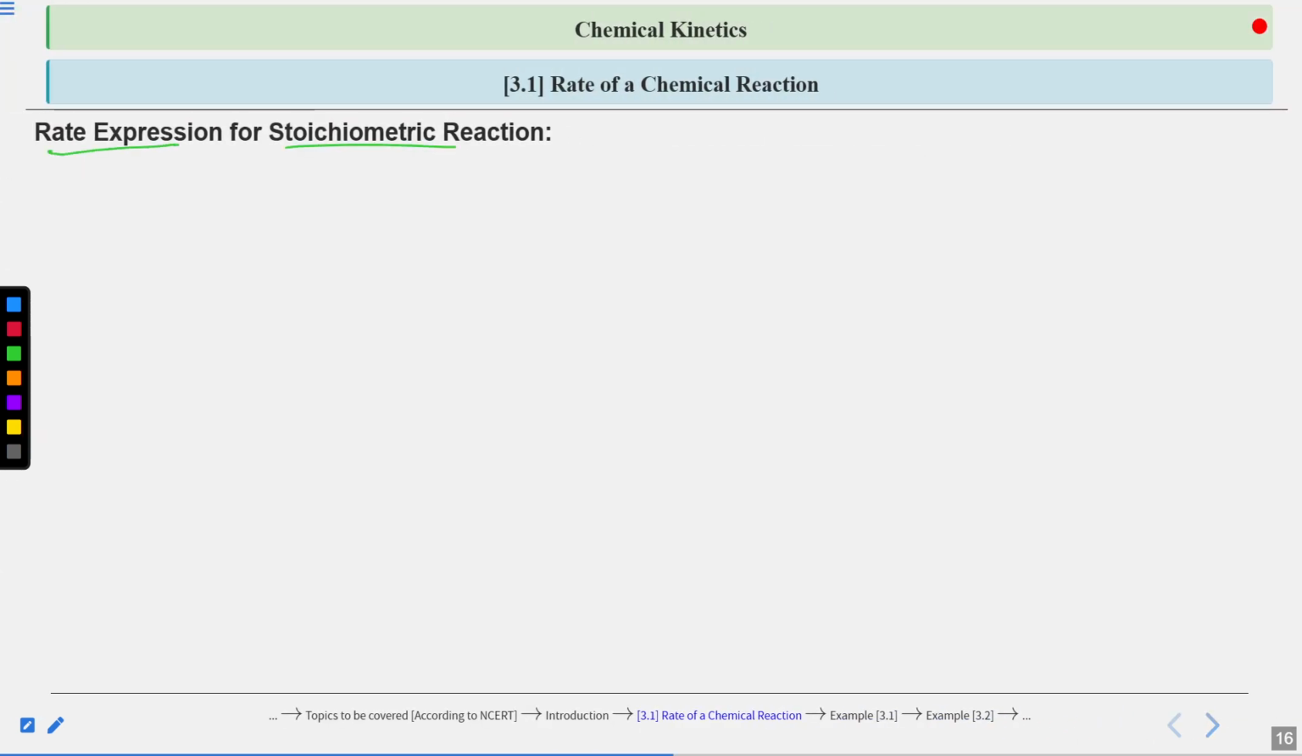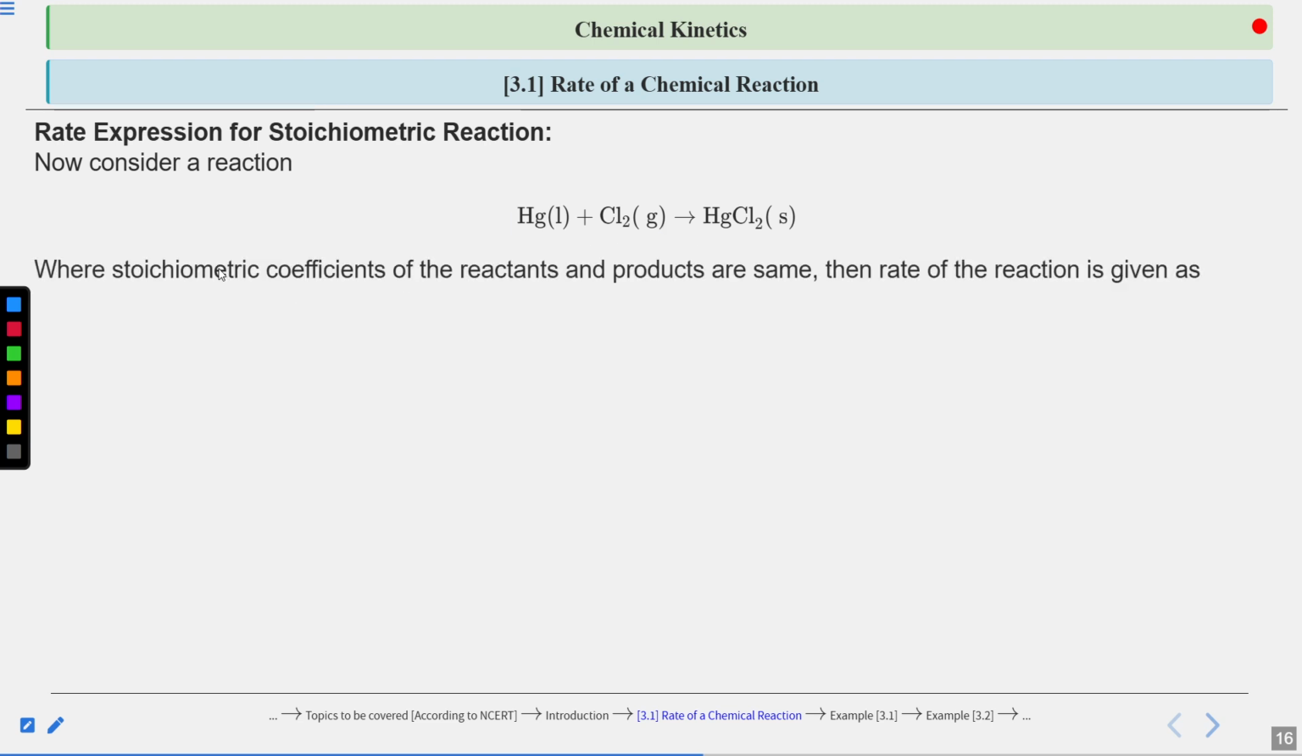Now the rate expression for the stoichiometric reactions. Let's consider a reaction which is mercury Hg plus Cl2 chlorine will form HgCl2, that is mercury chloride, where the stoichiometric coefficients of reactants and product are the same, right? Here is 1, here is 1, here is 1. So stoichiometric coefficients of reactants and products are the same, 1 1 1.